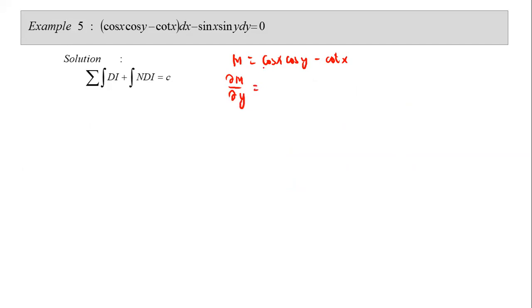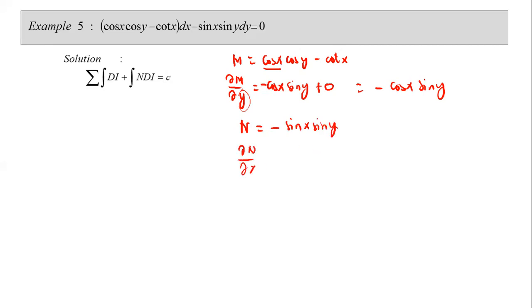So with respect to y, cosine x is constant, and then you differentiate cosine y, and that is negative sine y. Since you are differentiating with respect to y, the derivative of cotangent of x is 0. So you only have negative cosine x sine y. And then for N, we let N equals negative sine x sine y, and we shall differentiate this partially with respect to x.